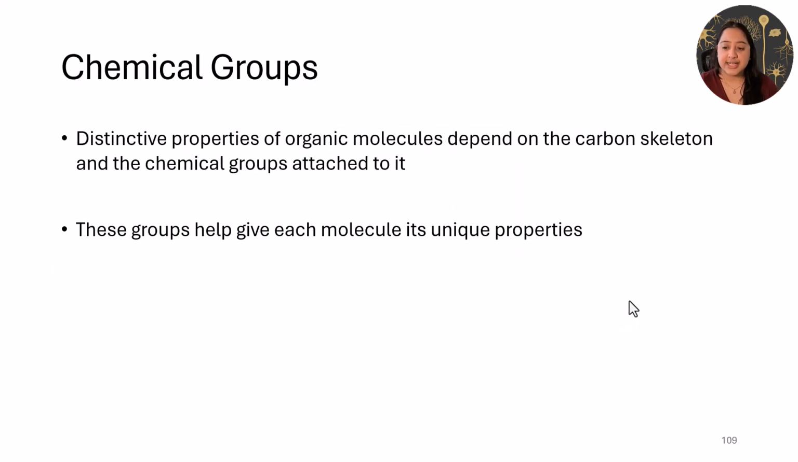Okay, and then almost lastly are chemical groups. Carbon is a big player and can form skeletons for different molecules that are important in biology, but there are also groups that are pretty common and are big players in biology and how molecules interact with each other. The distinctive properties of organic molecules depend on the carbon skeleton and the chemical groups attached to it. It's all of this stuff that helps give each molecule its unique properties.